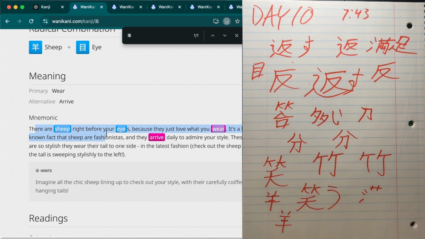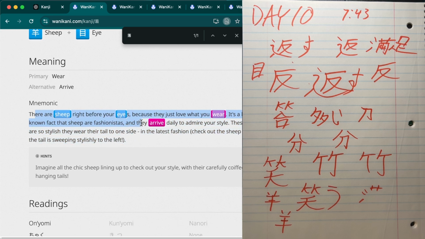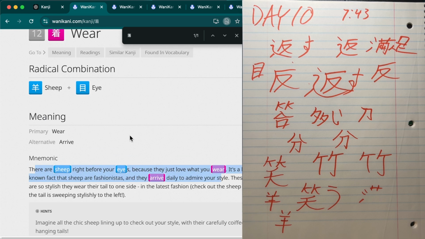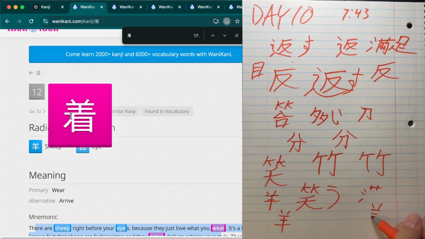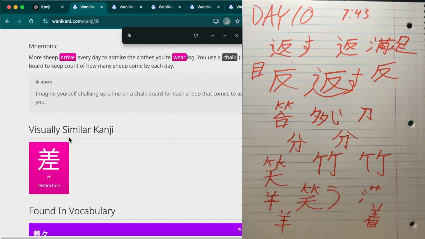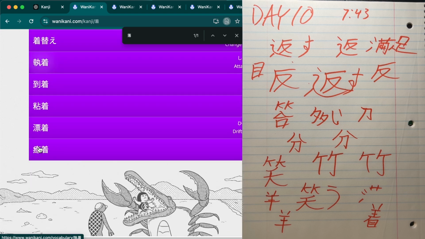There are sheep right before your eyes because they just love what you wear. It's a little known fact that sheep are, I don't know, fashionistas, and they arrive daily to admire your style. These sheep are so stylish. Okay, well, sure. It's not really fully a sheep. It's just a partial sheep with an extra sort of thing coming out right there instead. So the sheep have three lines in them. And it stops there with a little line here. And then that's tsuku or kiru. Visually similar kanji. Yeah. How mysterious. How interesting.